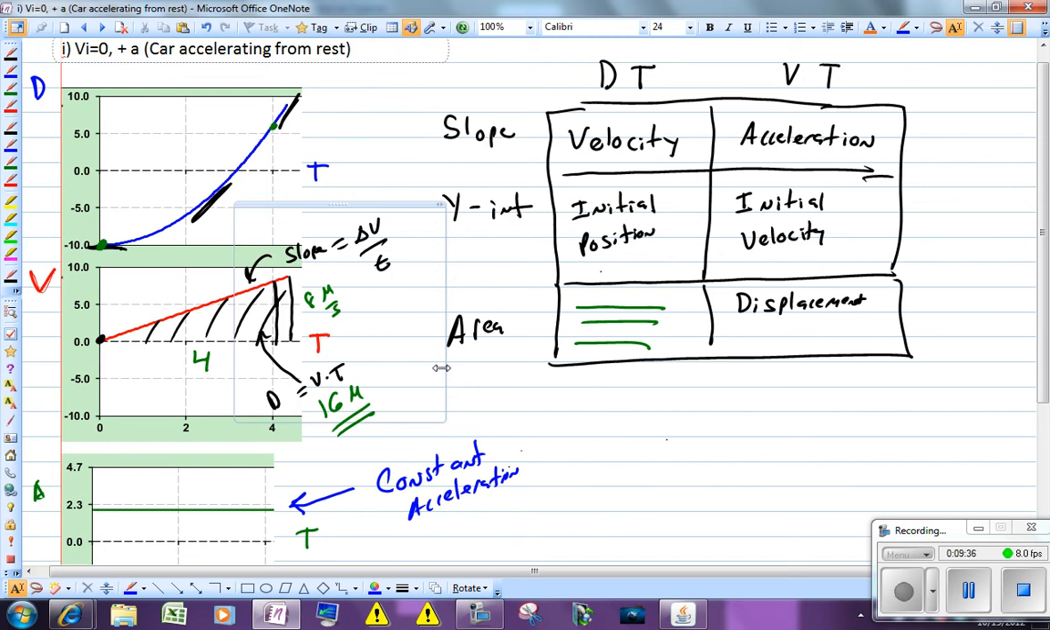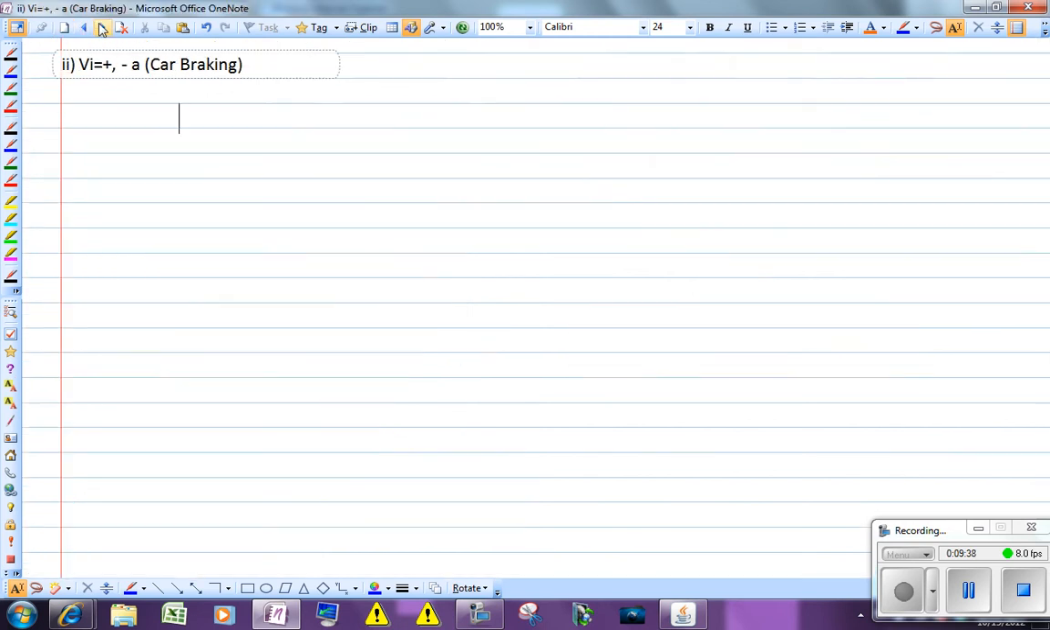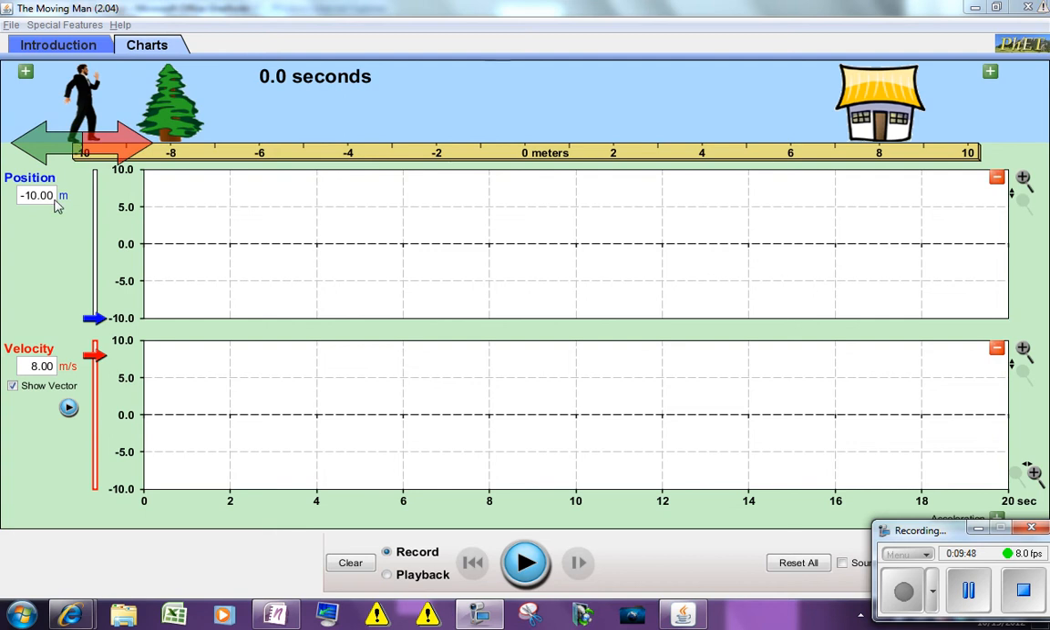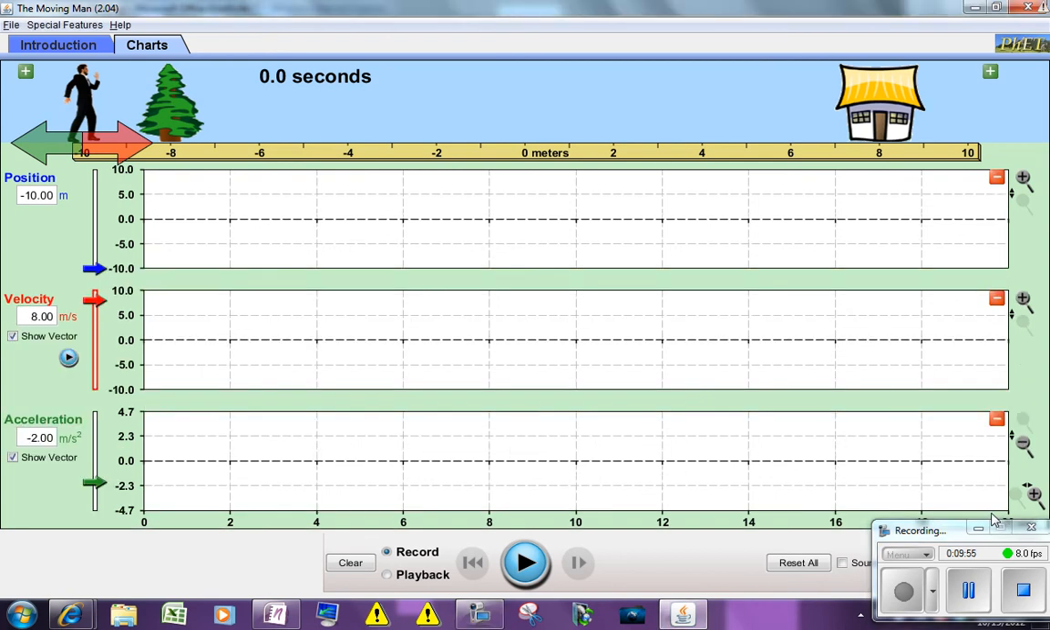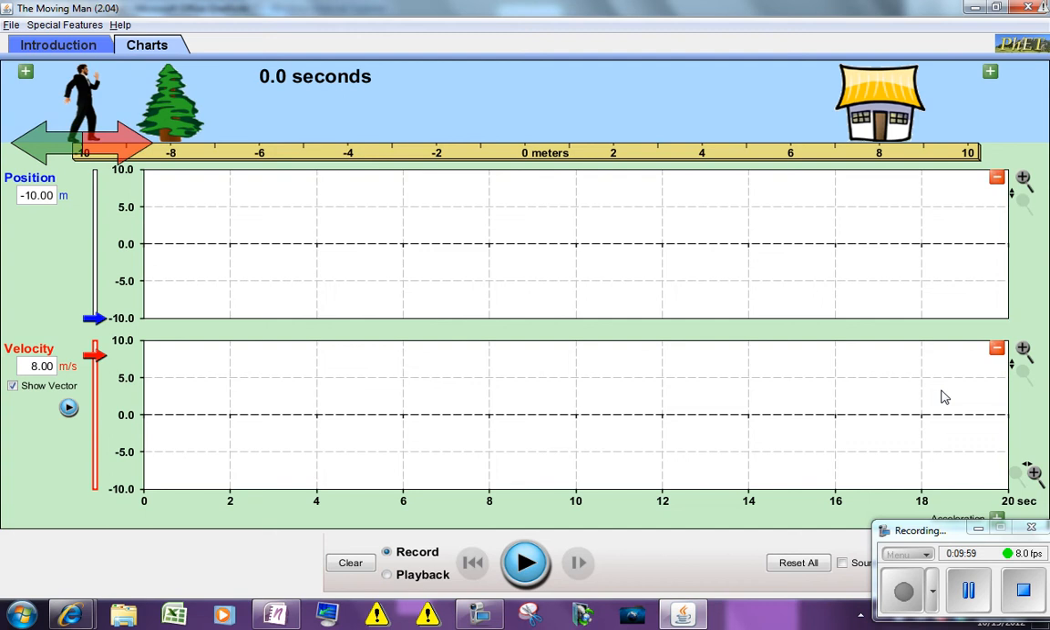So let's look at the next scenario where you have initially a positive velocity and you have a car that is braking. So it's going to have a negative acceleration. So now we're at -10 meters initially. We've got an initial positive velocity of 10 meters per second, and we've got an acceleration of -2 meters per second every second. So let's see what that looks like.